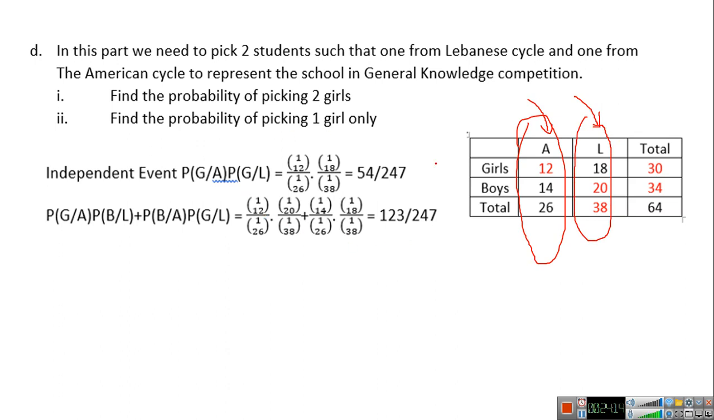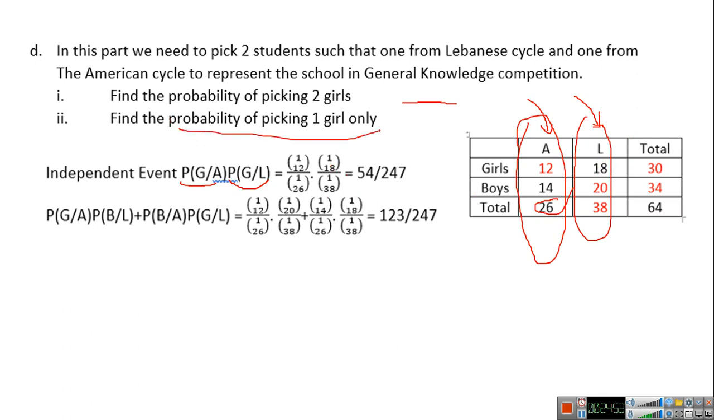Find the probability of picking 2 girls. It means picking a girl from the American, knowing American, and a girl knowing Lebanese. I don't do it as you did it in the previous Monday test. We don't do it overall. No, each one alone, each probability alone, independent. So here to pick a girl is 1 out of 12 over 1 out of 26, because from set A, how many do I have in total? 26. And I want a girl knowing Lebanese. Knowing Lebanese, total is 38, 1 out of 38. And I wanted a girl, 1 out of 18.